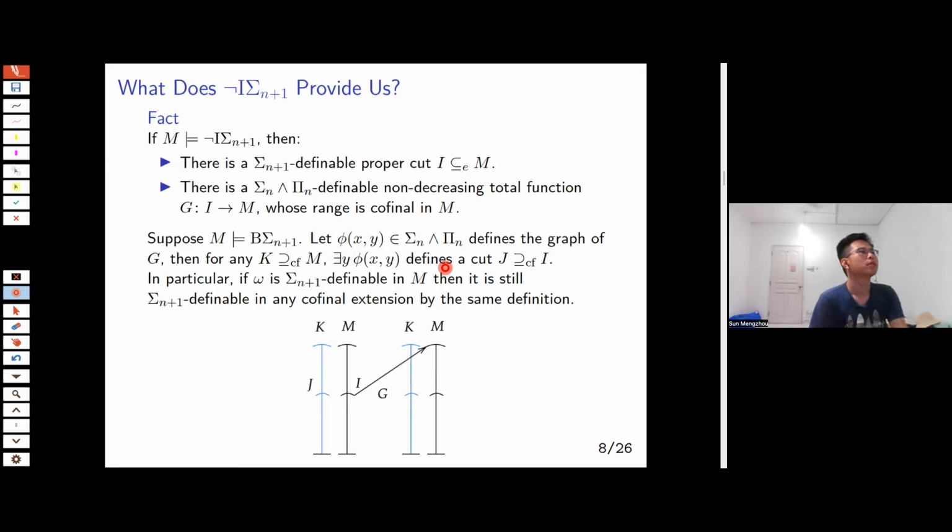So this is the negation of I sigma n plus 1 provides us. And moreover, if M satisfies B sigma plus 1, so by Gatman Dimitrokopoulos.